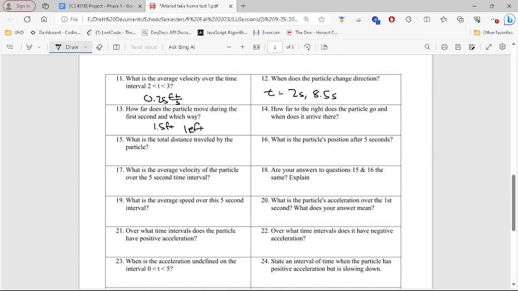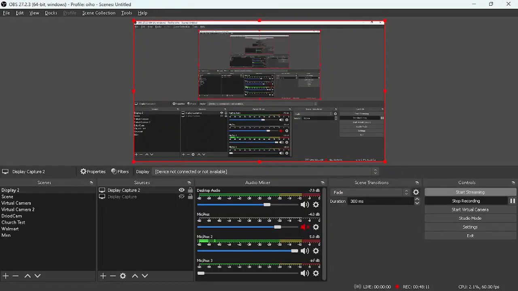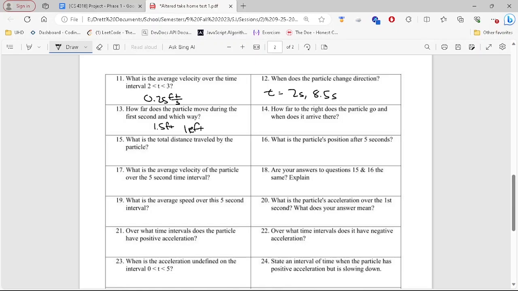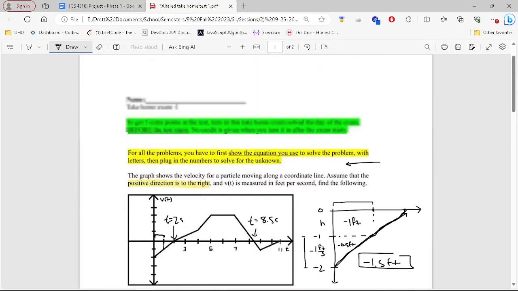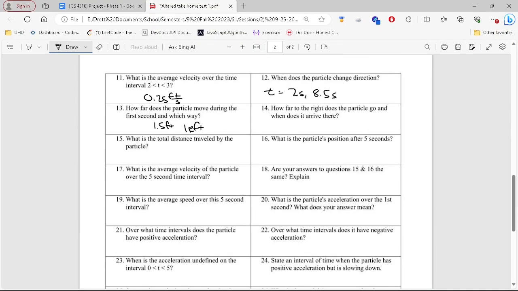Okay, so how far to the right does the particle go, and when does it arrive there? For this question it's not applicable. Perhaps for the original graph it's applicable, but in this case, this is an inapplicable question.